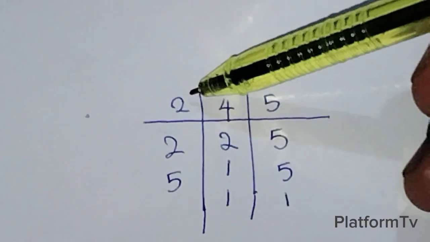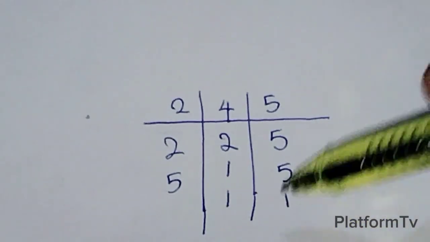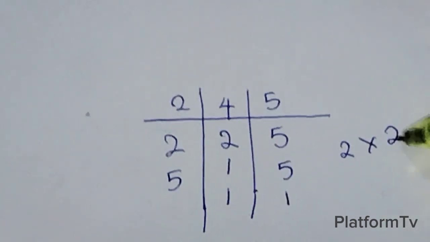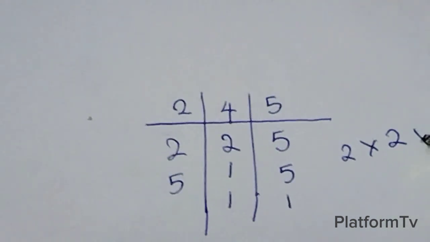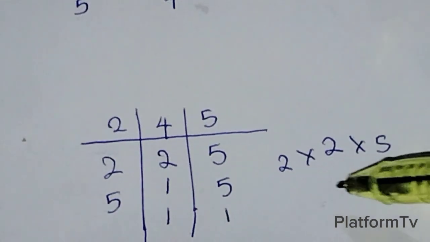Now to find the common denominator, I have to multiply these, and then my answer will be what? 20. Right? 2 times 2 times 5 is equal to 20.